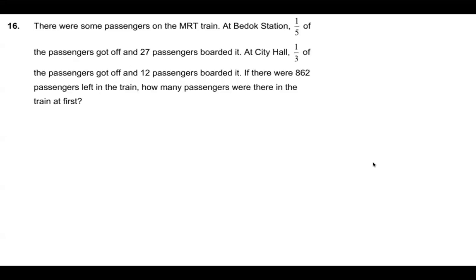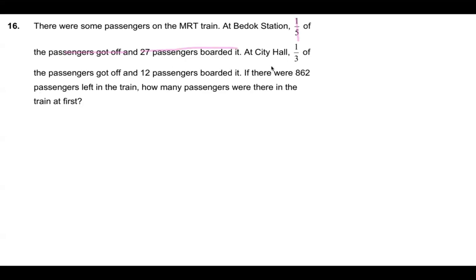Now, there were some passengers on the MRT train at Bedok station. 1/5 of the passengers got off and 27 passengers boarded it. So this is your first situation. Let me just highlight. 1/5 passengers got off means they alighted and 27 passengers boarded, so they come on board.